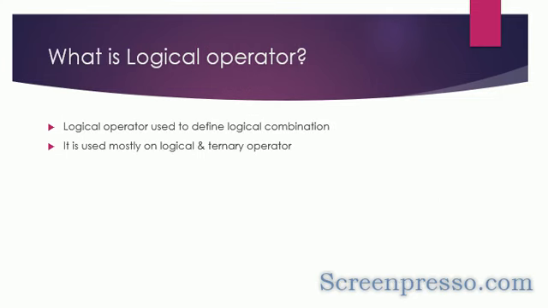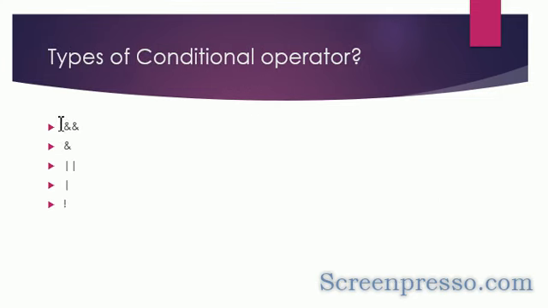Definitely, you should know about the difference between double and single and, because most of the programmers unknowingly make mistakes with this double and single and, and also double and single or.